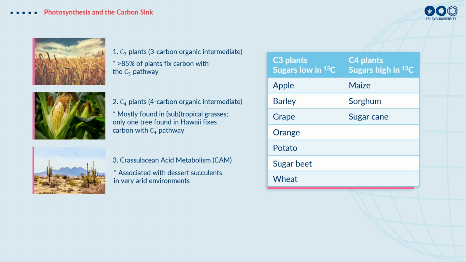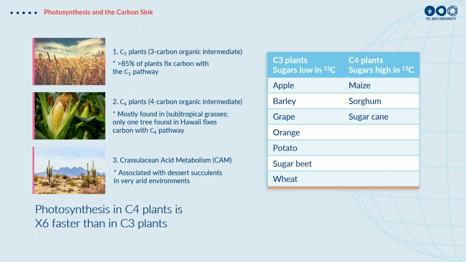But since this is less relevant to climate change and there is less biomass in these environments, we won't talk about that anymore. But the photosynthesis of the C4 plants is much more rapid, about 6 times faster than the C3 plants. We know that grasslands, corn, and sugarcane grow very quickly compared with apple trees or orange trees or other forests. And so the rate of photosynthesis is much faster in the C4 plants.